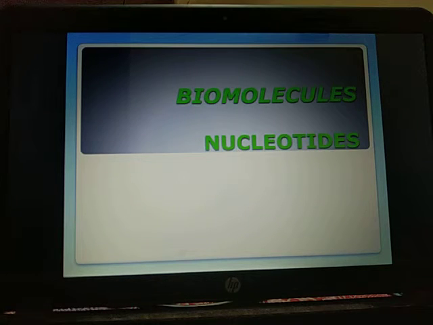Higher nucleotides: nucleotides having more than one phosphate group are called the higher nucleotides.